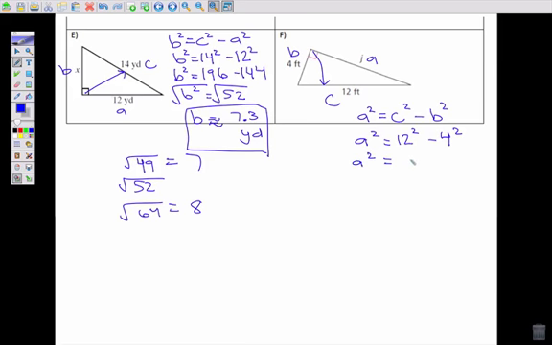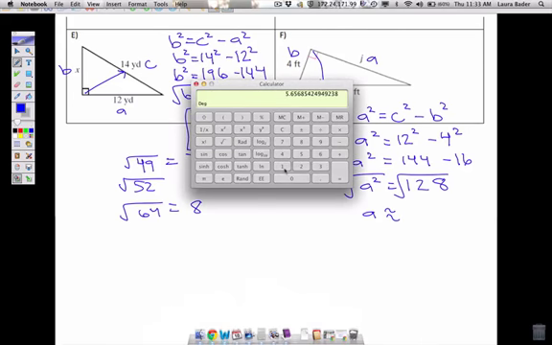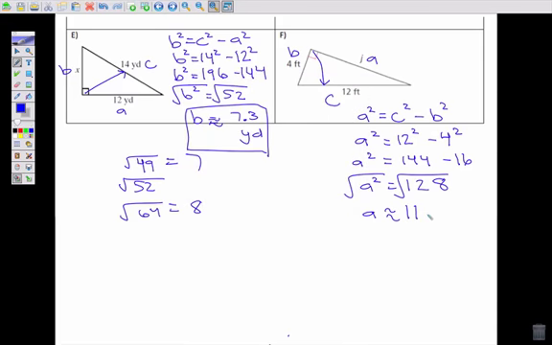So A squared is equal to 144 minus 16. So A squared is equal to 128. Now take the square root. So A, this is not a perfect square, okay, but I know the square root of 121 is 11, so it's going to be close to that. The square root of 128 is approximately 11.3, and that's measured in feet.